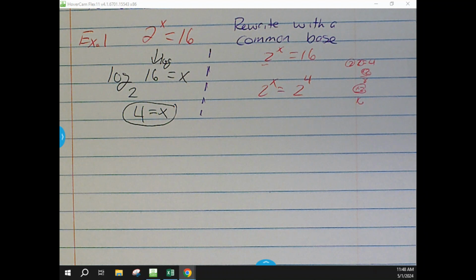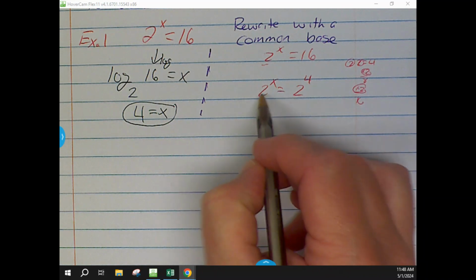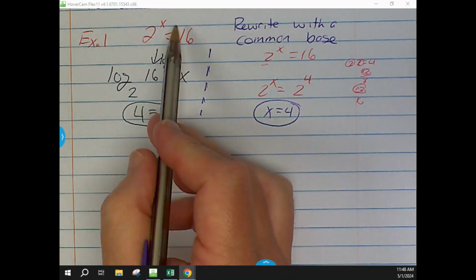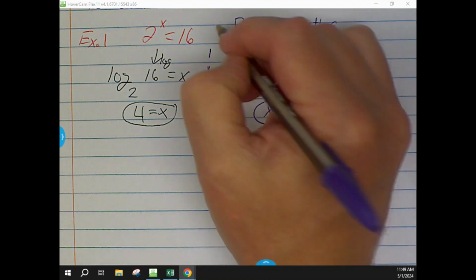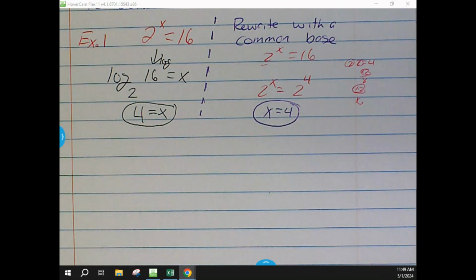So if you can take stuff and rewrite it so the bases are the same, once the bases are the same, you can just throw out the bases, and then you can tell me that x equals 4. So there's a way to do it with a calculator, and there's also another way to do it without a calculator. Some questions you have to have a calculator, but some you can do without one. We'll do the first part with a calculator, then show you how to do it without, just in case they ask you to rewrite it that way, because there might be a question mixed in where they actually ask you to do that.